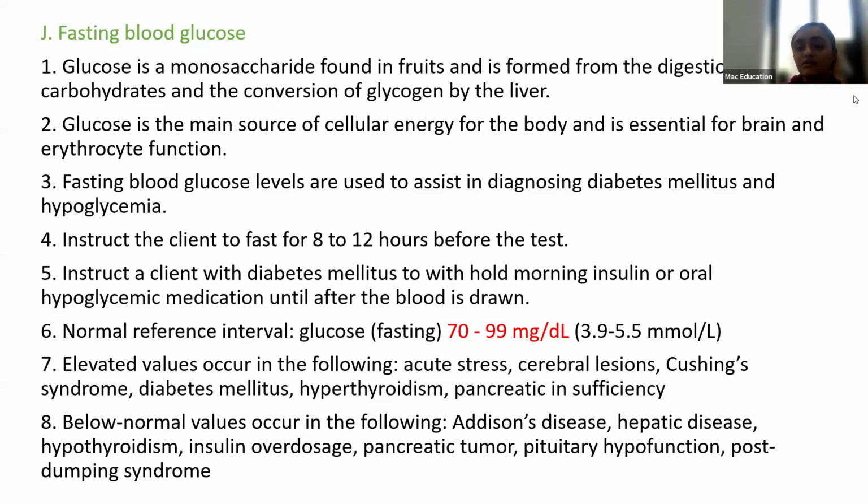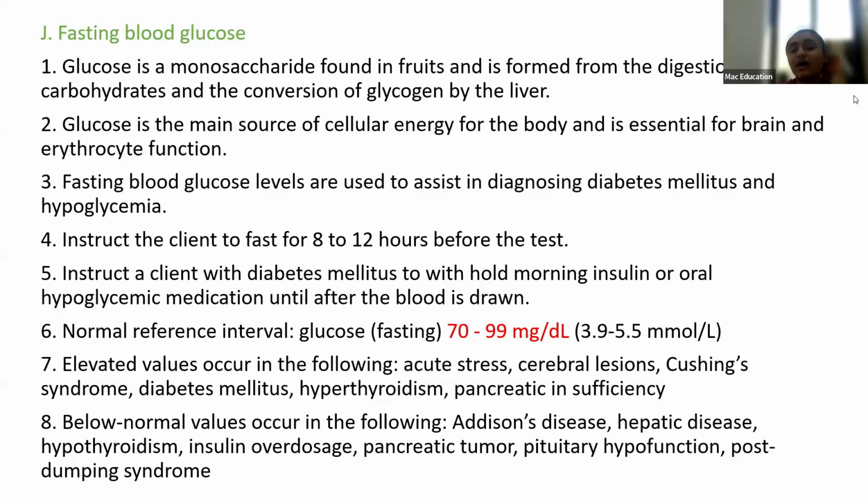Online student, what is the normal value of fasting blood glucose? It is between 70 to 99 mg per dL. In the USA, they use the SI unit, that is 3.9 to 5.5 millimoles per liter. But in examinations, you will always be asked in mg per dL. In USA hospitals, they use the SI unit, 3.9 to 5.5 millimoles per liter.